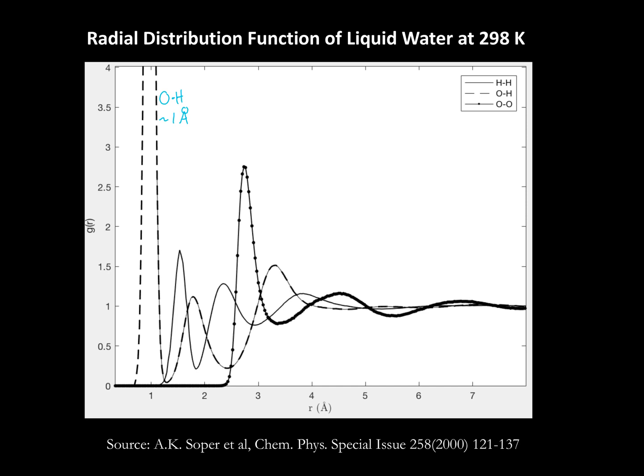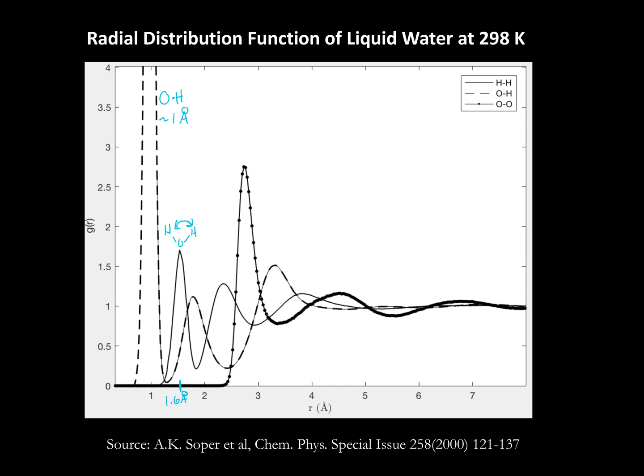What is our next most prominent peak? It is the HH intramolecular bond. It is this one right there. And from there, this is about 1.6 angstroms. So you could deduce some of the bond angles associated with what's going on.